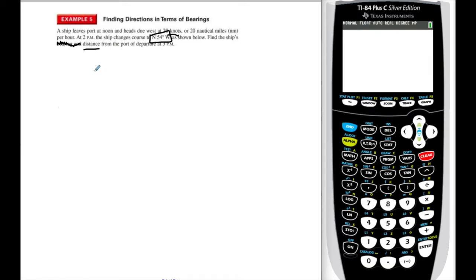Because right now, let's just focus on figuring out the distance, and maybe we'll tackle the idea of the bearing from the final point a little bit later. All right, so let's draw what this looks like. So here's my port, and when you see the word due west, what that means is purely west. It's not angled up. It's not angled down. It's going straight west. Okay, that's important to know when you see the word due. Like due north means it's just going north.